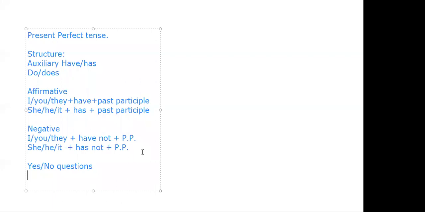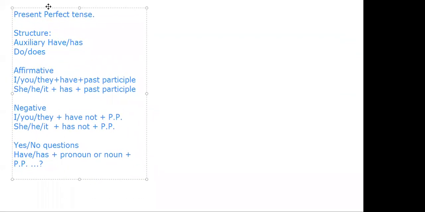In here, we are going to do the same thing. We're going to use have or has, okay, plus the pronoun or noun, the PP, and you know, the rest of the question, like the complement. So let's have some examples here. Here, okay. I have what? I have eaten lobster.